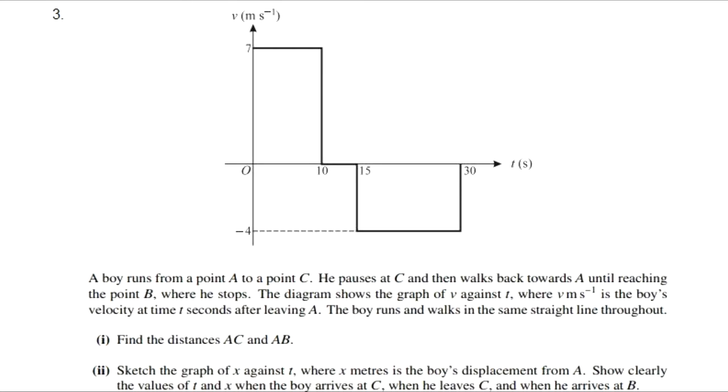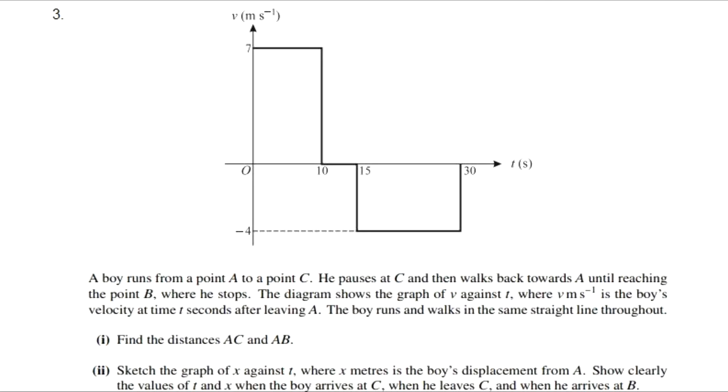The third question. A boy runs from a point A to a point C. He pauses at C and then walks back towards A until reaching the point B where he stops. The diagram shows the graph of V against T, where V meters per second is the boy's velocity at time t seconds after leaving A. The boy runs and walks in the same straight line throughout.